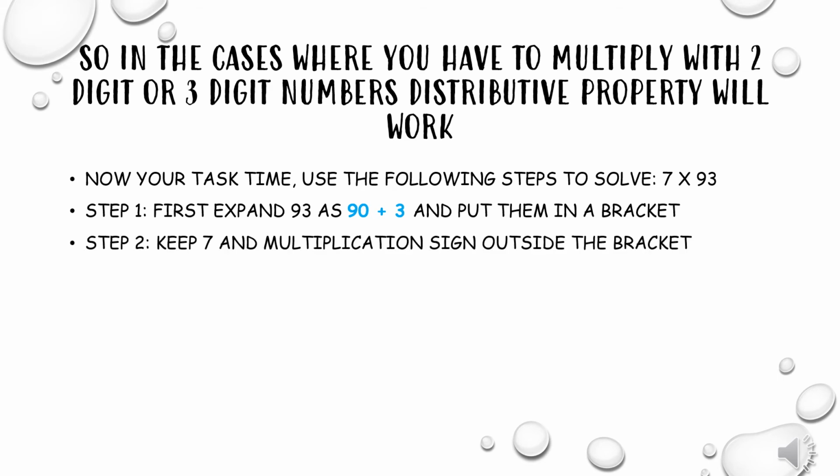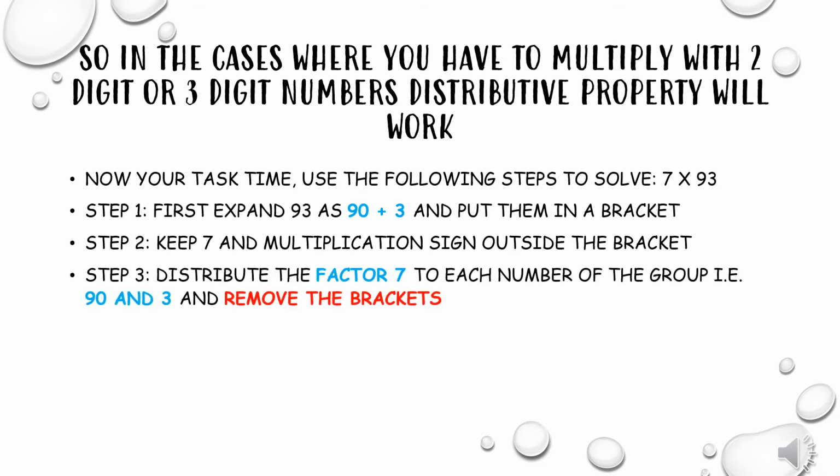So now step 2 says that keep 7 and multiplication sign outside the bracket, because we are not using the factor 7 here, so it will remain at the same place. I hope you must have done. So now step 3 says that distribute the factor 7 to each number of the group, that is 90 and 3. And once you distribute it to both the numbers, remove the brackets, because you don't need these brackets anymore.